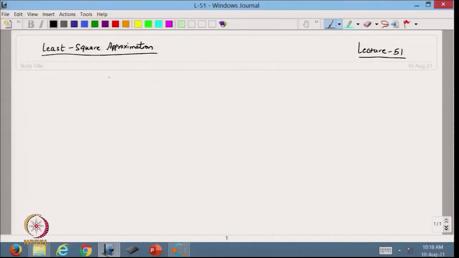In the previous lecture we discussed the least square approximation, and in this lecture we continue with that. We discussed that if we have some data points spread over the xy plane, suppose we have taken n data points, starting from x1, y1 up to xn, yn.